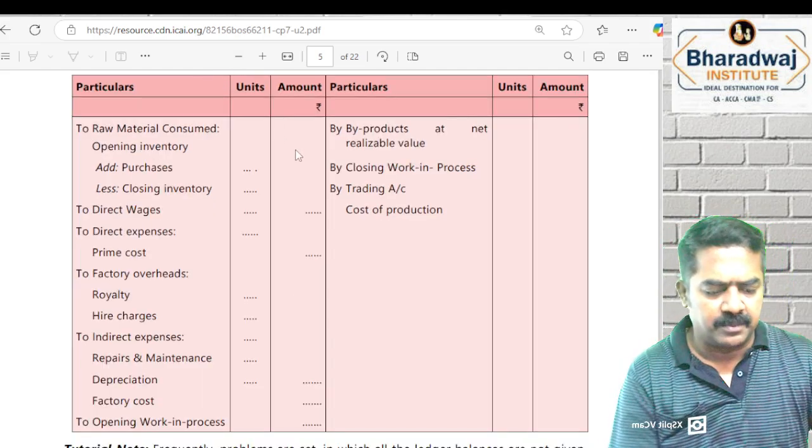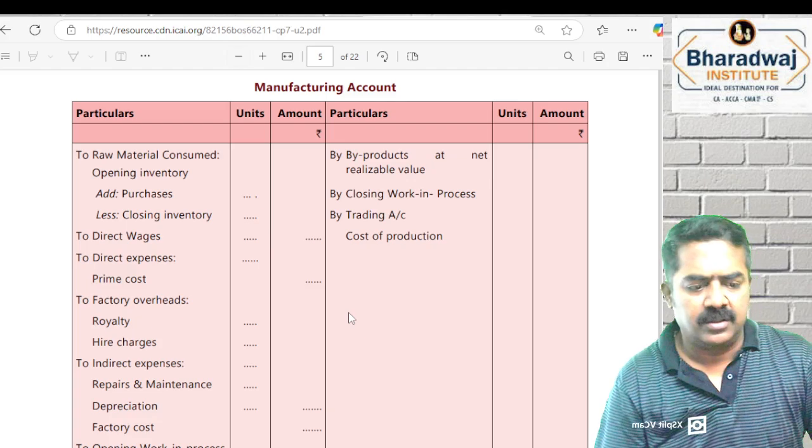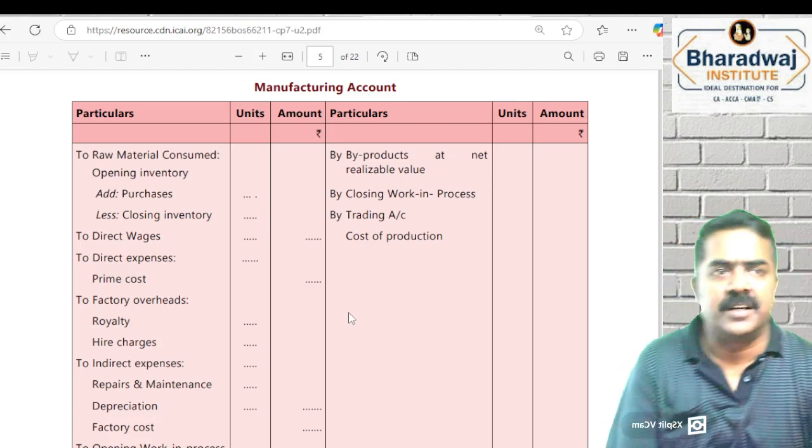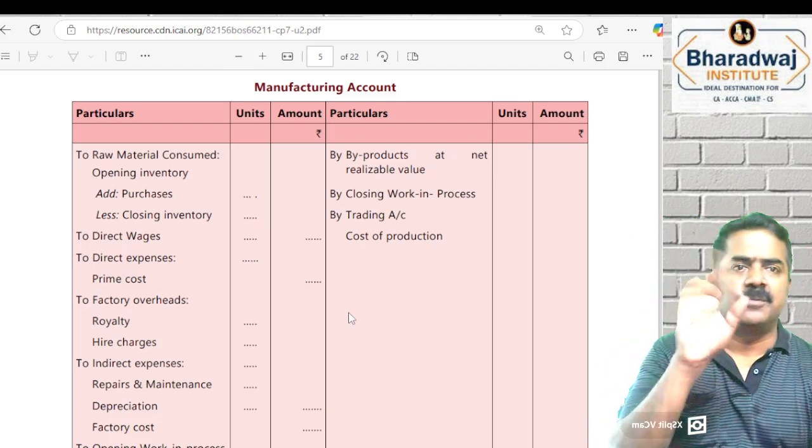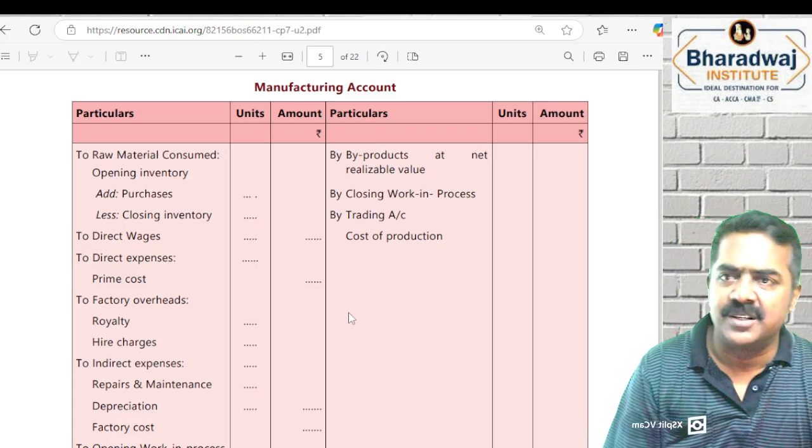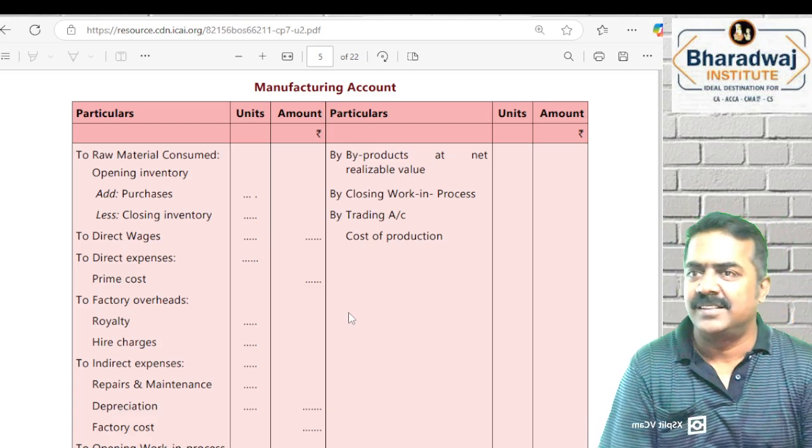Just prepare this manufacturing account. Like that, they ask you a question for about 10 marks. And they ask only from your material. They ask you a manufacturing account question, only from your ICAI material.